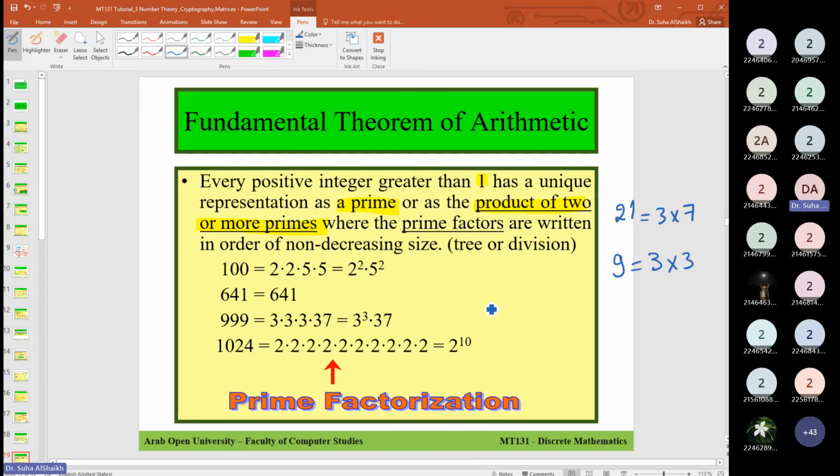Writing the number as a product of primes is what we call the prime factorization of a number. Now here the prime factorization of the 100 is 2 times 2 times 5 times 5. 100 is actually nothing but 2 times 2 times 5 times 5, which is 2 to the power 2 times 5 to the power 2. 2 and 5 are primes. So we have 2 2s and 2 5s multiplied to give me the 100.